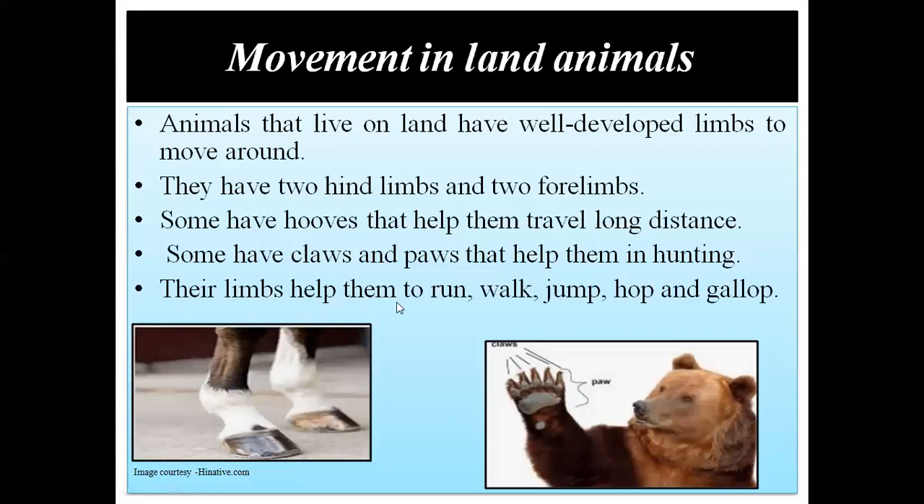Their limbs help them to run, walk, jump, hop, and gallop. Gallop means to move very quickly. So land animals, they can run, they can walk, they can jump, they can hop, and they can gallop. So these are all the adaptations in land animals for their movement.